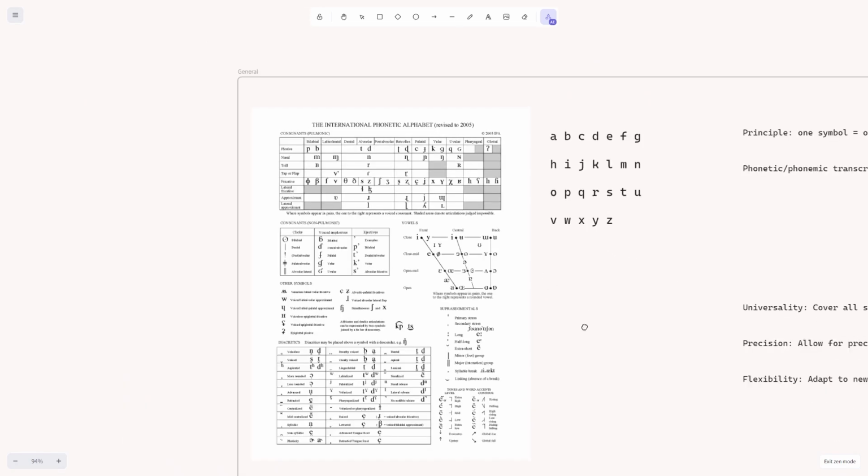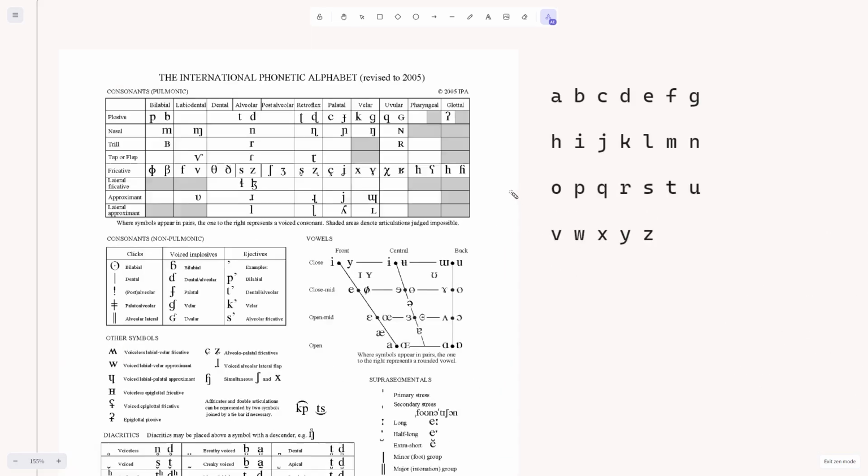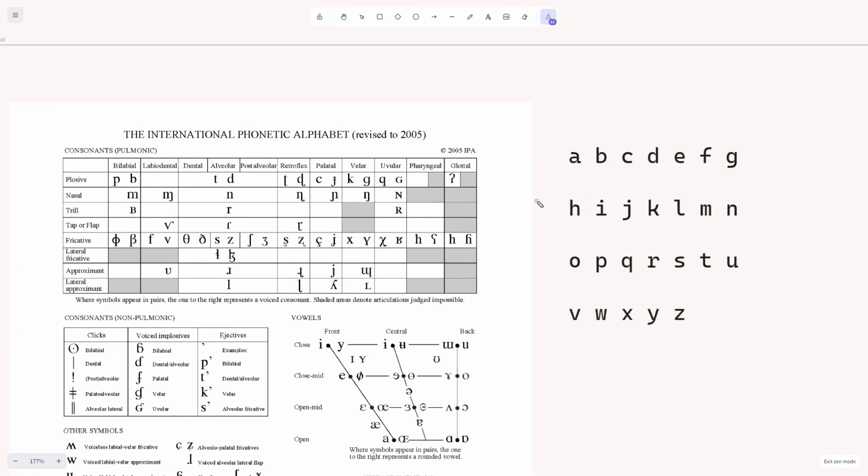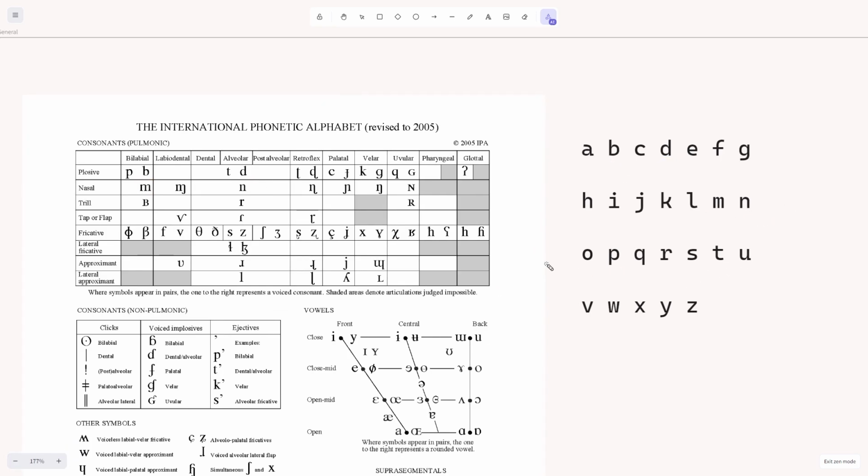Over here, we can see the whole chart of the IPA, but for now we will focus on the top part right here. And what you can see is that a lot of the symbols you see right here are based on the Latin alphabet. This is simply because it was designed by French and British linguists and language teachers, so it's heavily influenced by the Latin alphabet, of course, which they use.